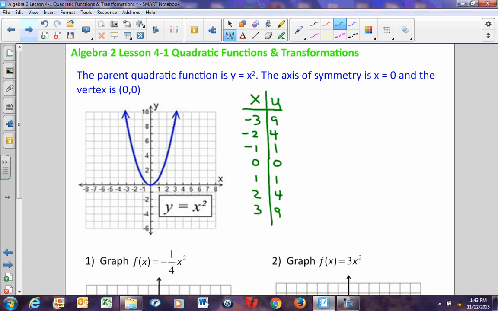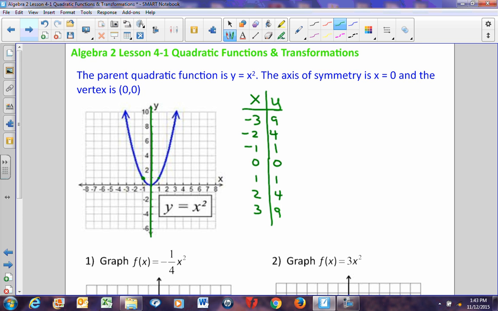If you see, here's my vertex at 0, 0. And then I have a point at 1, 1. And you'll notice I have a point that's exactly right across from it at -1, 1. And this would be my axis of symmetry. My y-axis here would be my axis of symmetry. If I folded this graph, the left side and the right side of the graph would land on top of each other.